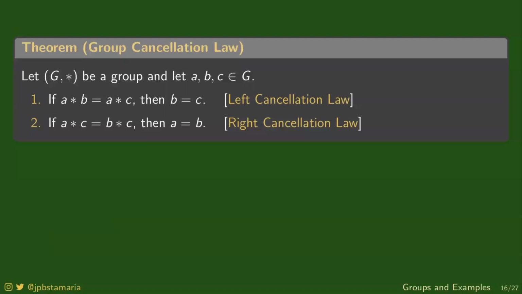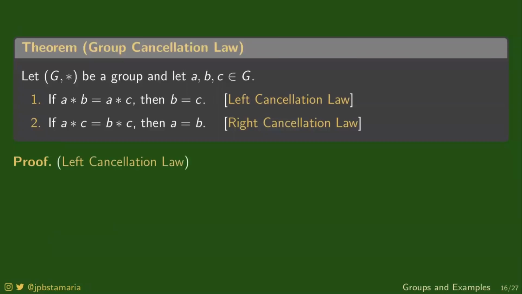On the other hand, the right cancellation law tells us that if the product A times C is equal to the product B times C, there's a common element C on the right of each side of the equation, then you can cancel that common element and conclude that A is equal to B. Okay? So these are the so-called left and right cancellation laws. I'm going to establish the LCL, and as an exercise, I want you to do the RCL because the proofs are very similar.